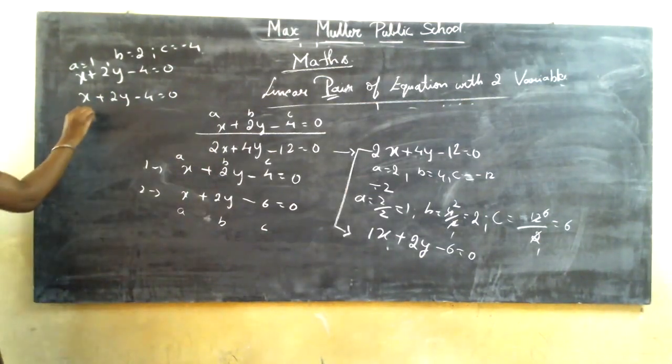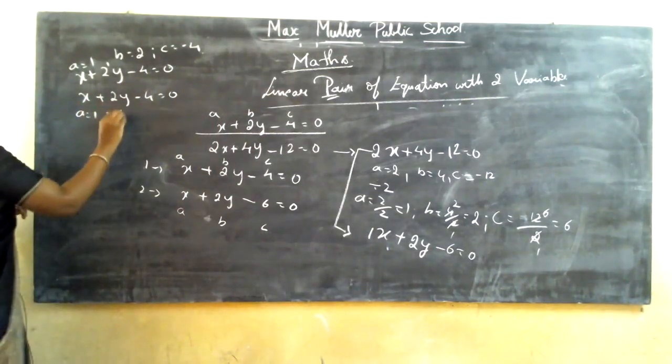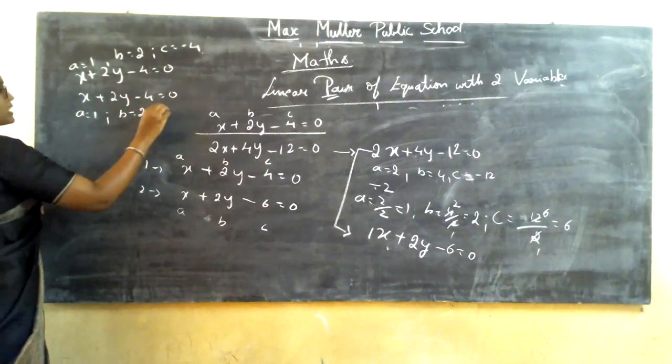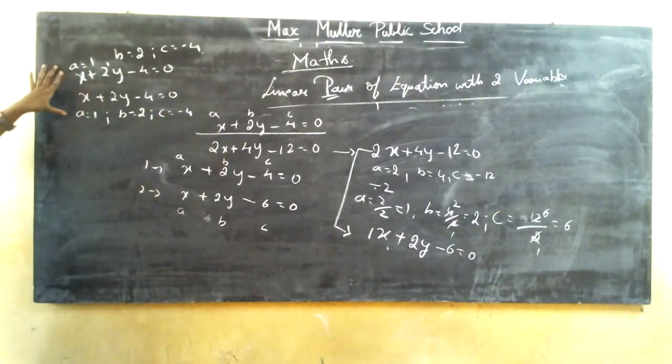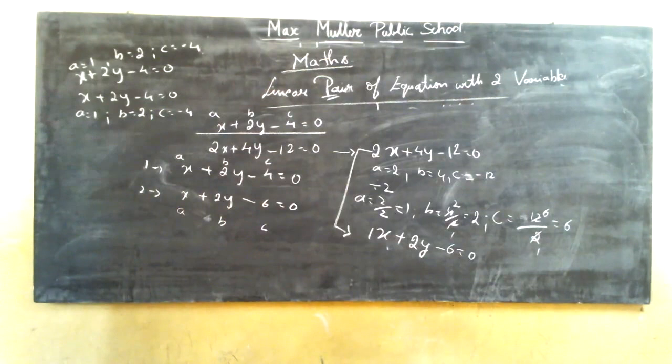Here, next, a value of the second equation is 1, b value of the second equation is 2 and c value of the second equation is 4. So, you are going to see whether the alphanumerical coefficients have the same numbers. Yes, they have the same numbers: 1, 1, 2, 2 and minus 4, minus 4. You have the same numbers. Now, what is the next thing you are going to state?